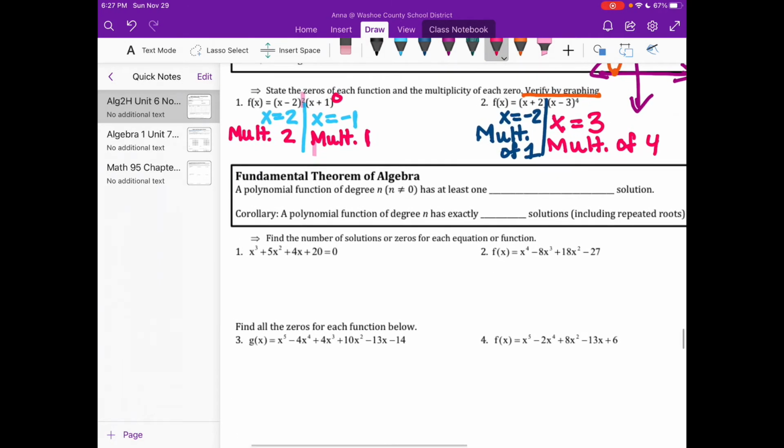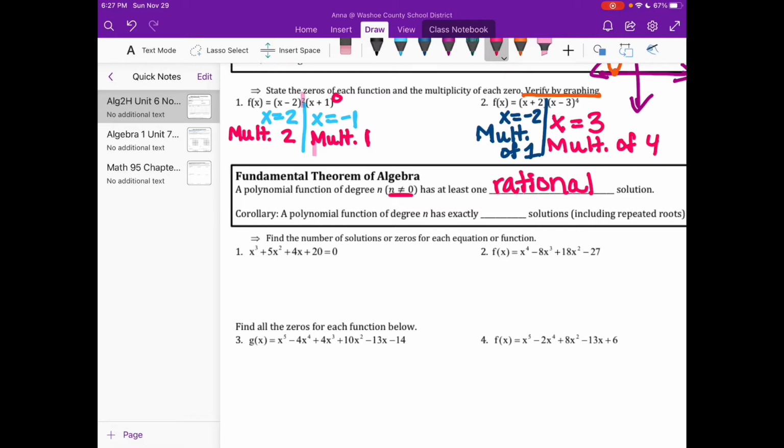So the fundamental theorem of algebra tells me if my polynomial has a degree, and the degree is not 0, okay, so n is my degree, it's not 0, it has at least one rational solution. That means I will for sure have at least one 0 that I can see on the graph, for sure.